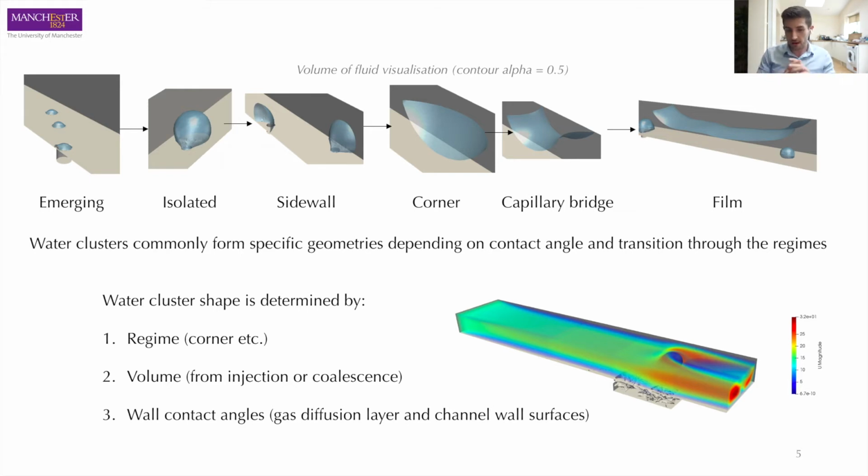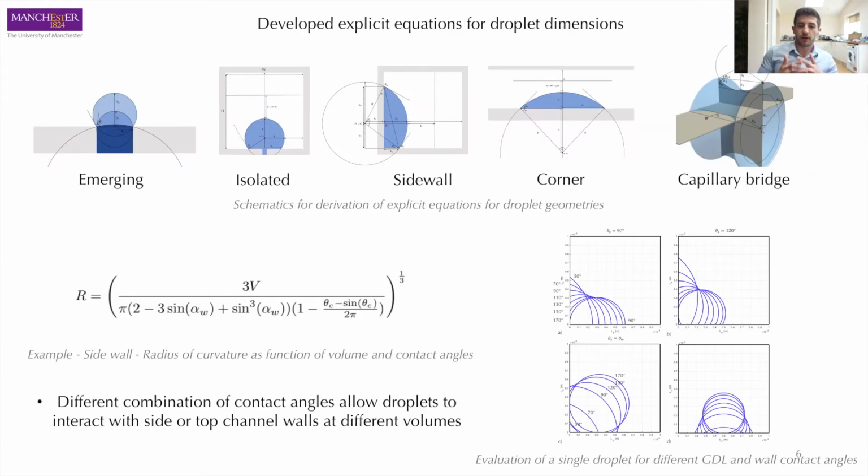So from this I kind of thought that, okay, the water cluster shape is determined by the regime, so each of these regimes, the volume of that droplet and the wall contact angles that the surfaces are based on. So I developed explicit equations for droplet dimensions for each of these regimes using kind of schematics, as you can see here.